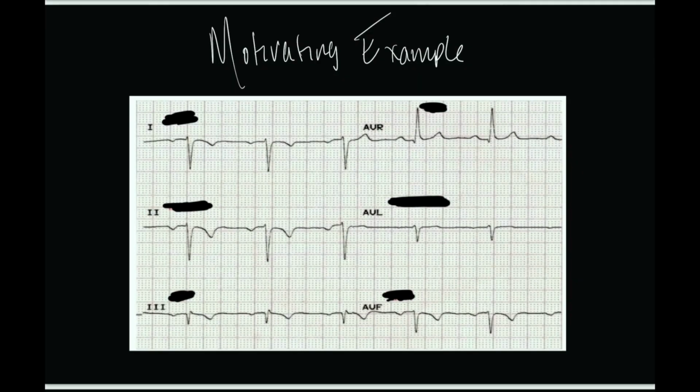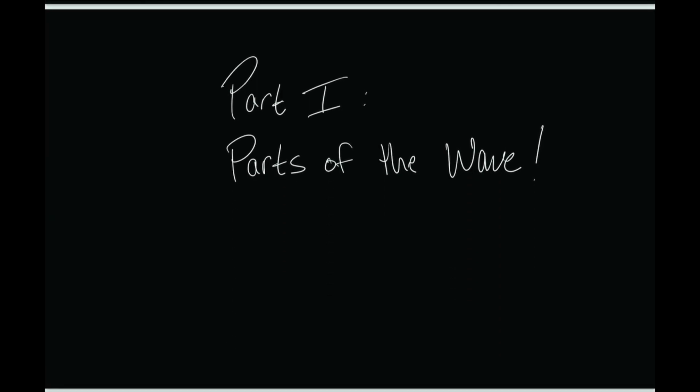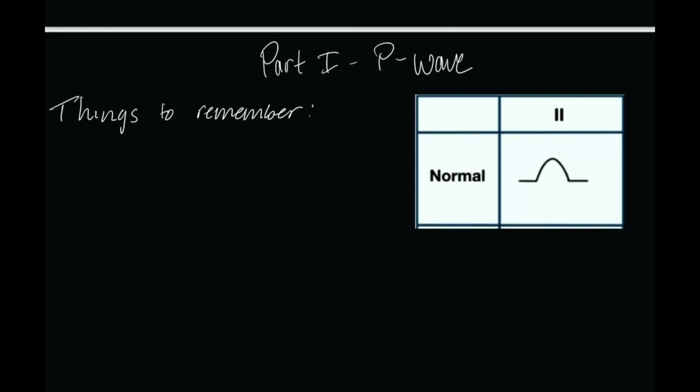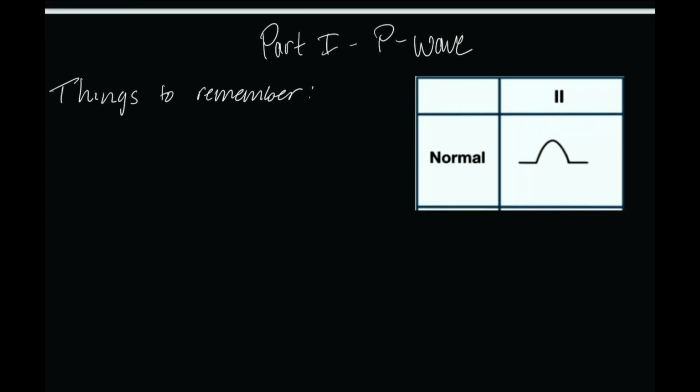So, alright. The first part of this video is we're just going to be re-examining the parts of the wave. We're going to be looking at each part of the QRS complex to really get a firm understanding of what each part is. And the first one, as usual, is the P wave. There are some things we should remember about the P wave. We should remember that this is the first deflection noted in a complex.